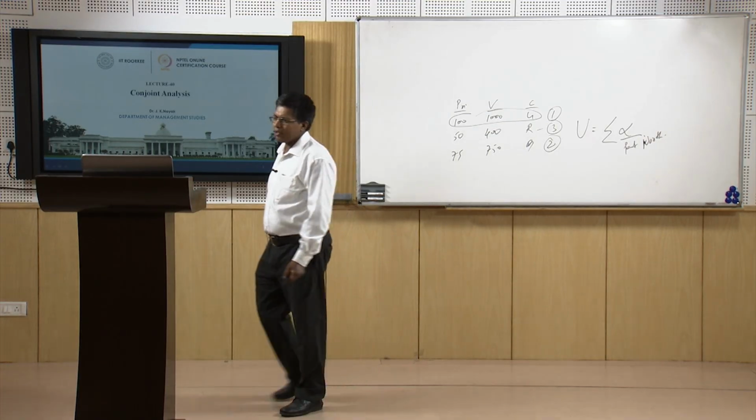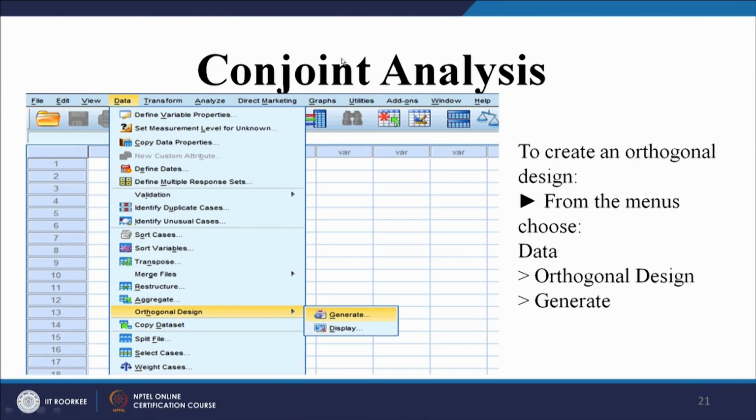Now, let us see this conjoint analysis. To do that, go to data, orthogonal design, and then generate. I have put in the steps so that if ever you want to do some conjoint analysis, you do not have to search for the steps, it becomes easier for you to do it. So, this is on SPSS.